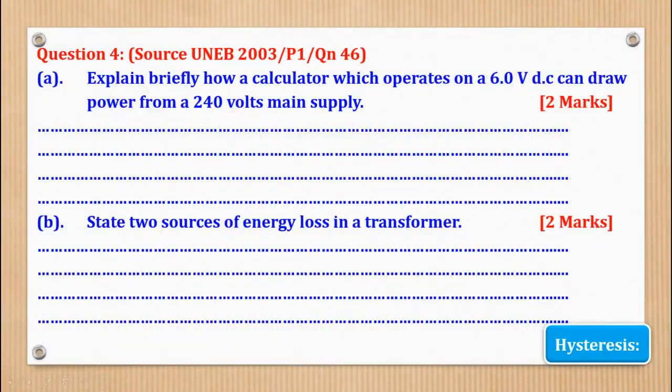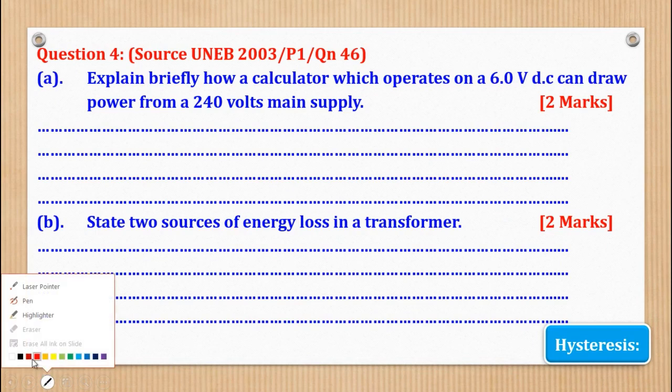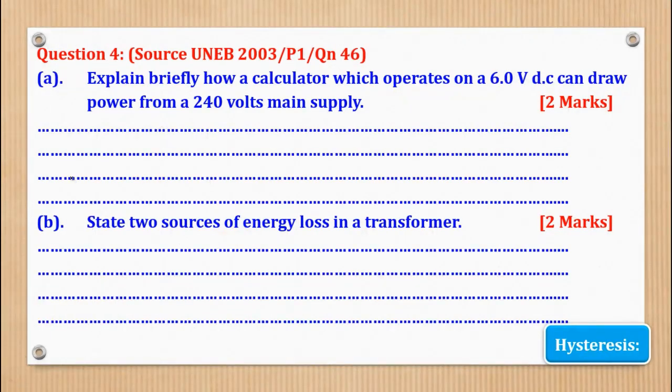So these are the very questions I left in the previous video, and I believe by now you've already tried them out and are ready to mark yourself and check your progress. So we are going to start with question 4, which was taken from 2003 UNEB paper 1, question 46. Part A says, explain briefly how a calculator which operates on 6 volts DC can draw power from a 240 volt main supply.